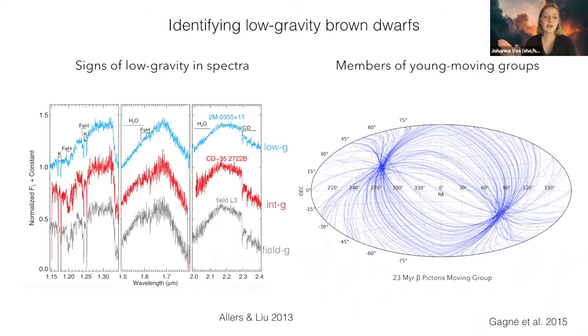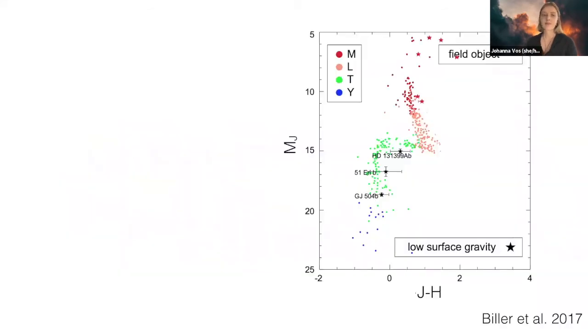On the right, I'm alluding to identifying members of young moving groups. And these young moving groups are made up of both stars and brown dwarfs that formed as part of the same molecular cloud and then dispersed. But they still share some kinematic properties, so we can still identify them. And these are super useful because they allow us to construct an age-calibrated sample of brown dwarfs with known ages and estimated masses. And in recent years, a significant number of young brown dwarfs with low masses and surface gravities have been identified.